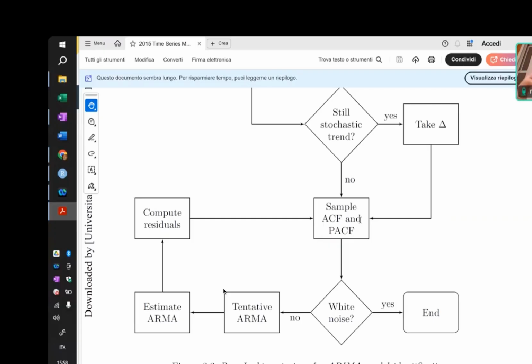Otherwise, you may recognize other patterns in the ACF and PACF. In that case, you add the missing parts of your ARMA model, and you estimate it again, and you compute the residual again, and check the ACF and PACF again, okay? And you go ahead until you have a decent white noise looking ACF, PACF.